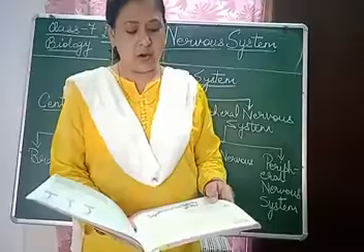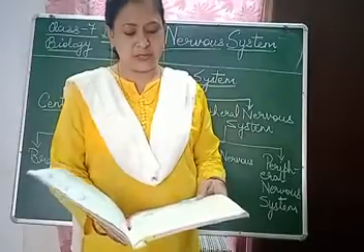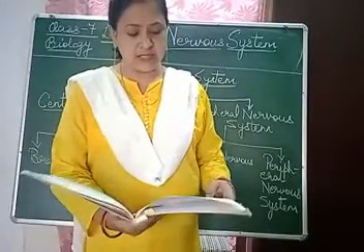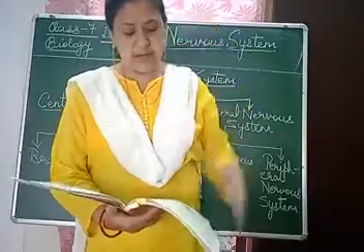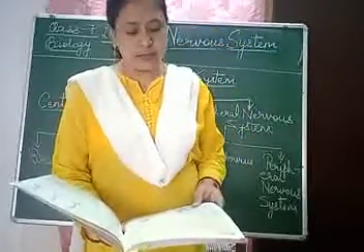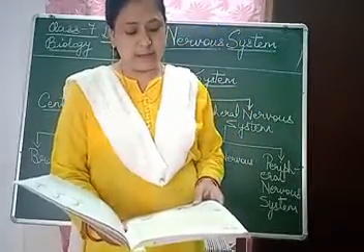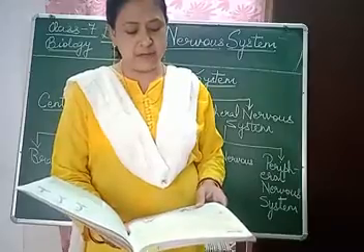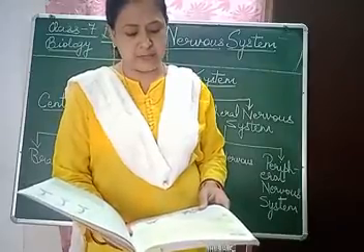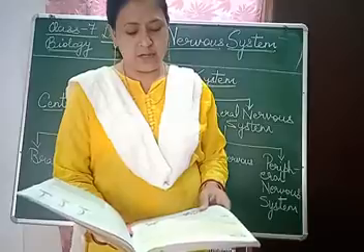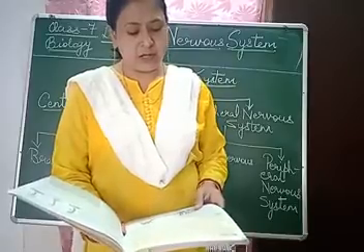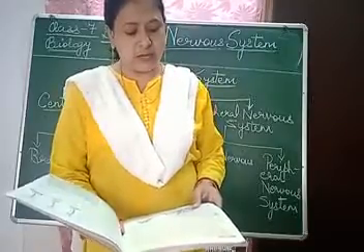Axon. A long cytoplasmic process which transmits impulses from the cell body to another neuron is called an axon. The cytoplasm of the axon is known as axoplasm that contains neurofibrils but no Nissl granules.